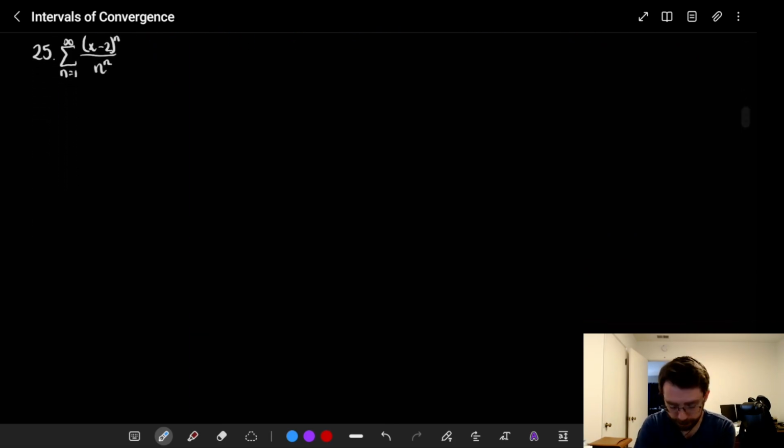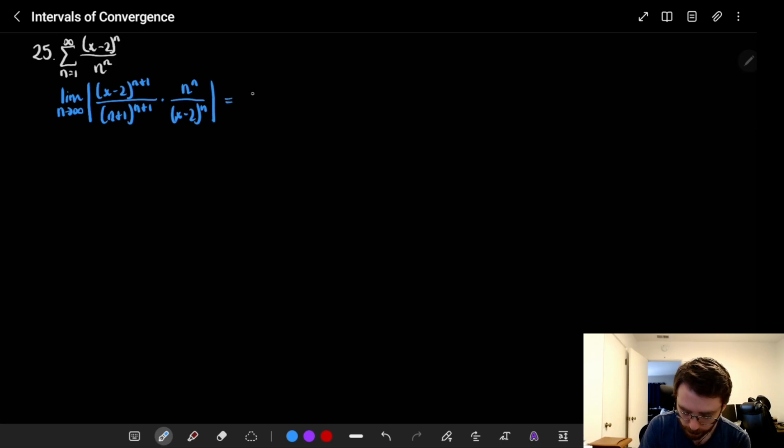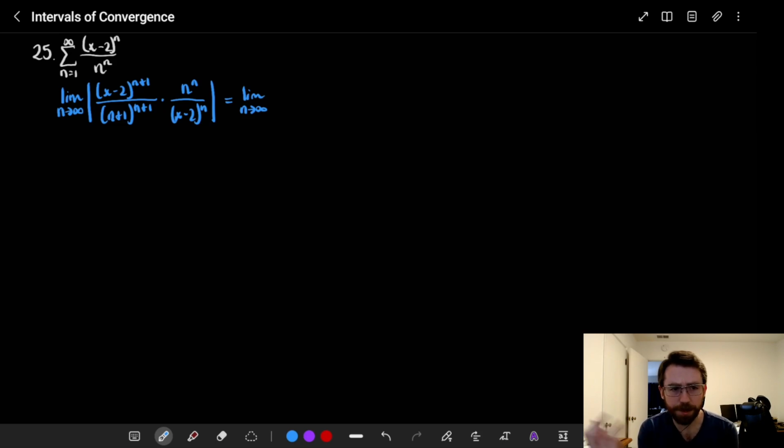Okay, problem 25. Let's go through this one a little bit quicker. So let's set up our ratio test, and let's just do the n plus first term, and then let's multiply by the reciprocal of the nth term. Just saving myself a little writing. Then we can note that, again, most of these terms are positive. The n's and n plus 1's at least. The x minus 2's, who knows? The absolute value might affect those.